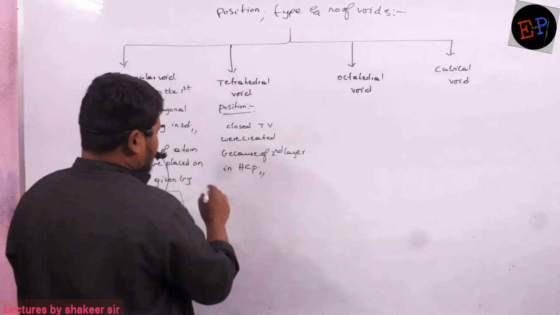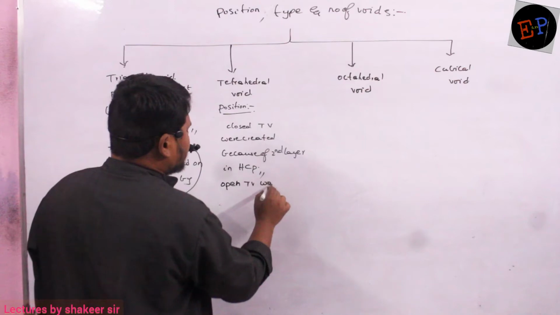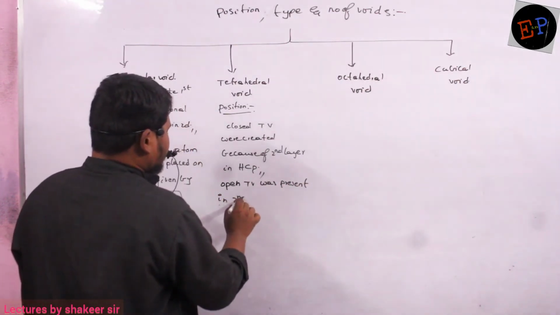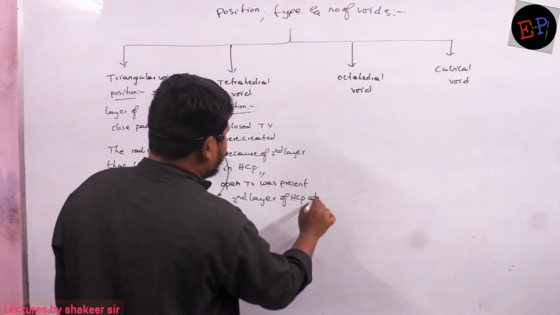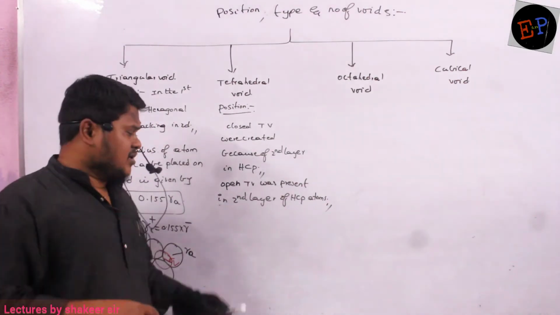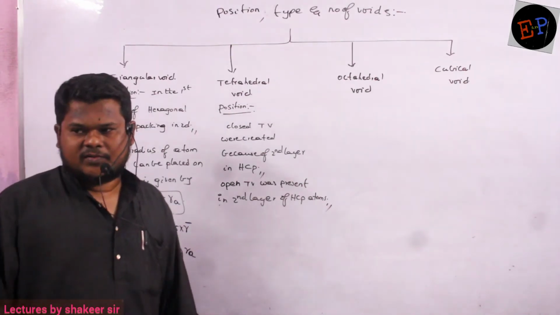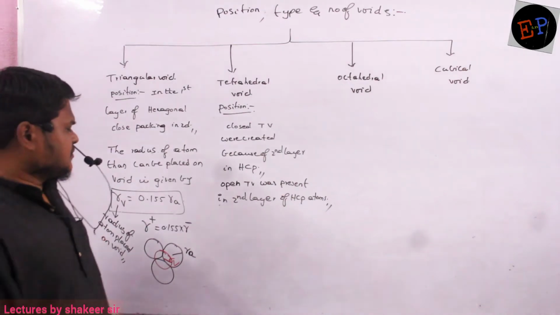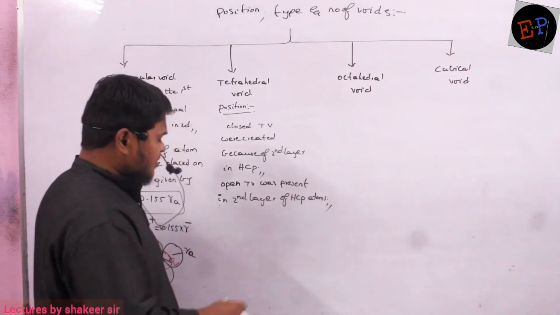And open tetrahedral void. Where was the open tetrahedral void present? It was present in the second layer of HCP atoms. Do you remember? The red color layers we have drawn, no? In between those red color layers only we were seeing this open tetrahedral void. That is the position of tetrahedral voids, open tetrahedral as well as closed tetrahedral voids. And here, where these tetrahedral voids are present inside the unit cell, that also we will write.